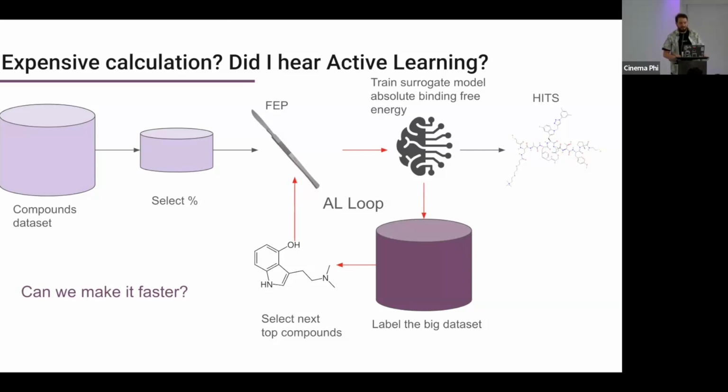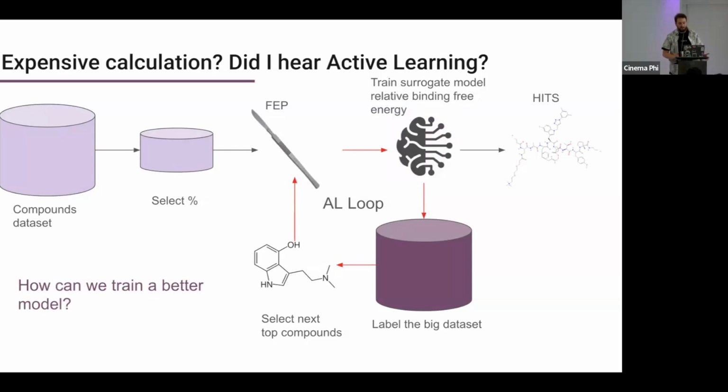Absolute binding free energy is related to different kinds of compounds that are really different and things like that. But in a real drug discovery scenario, you're probably going to use something cheaper. And in this case, the question is, can we make it faster? So we're going to do free energy perturbation on relative binding free energy.